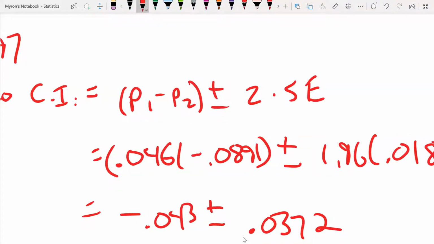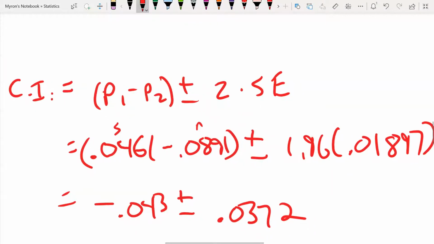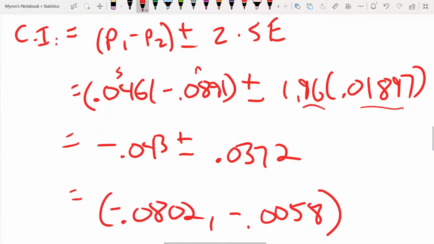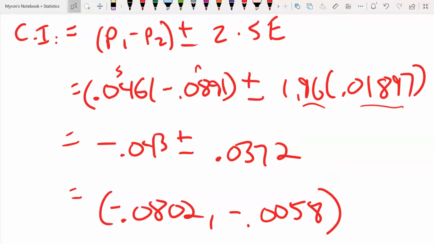This was surgery and no surgery, right? And they're 4% apart, right? Like 0.043 apart, which is a lot. And then you do plus or minus the standard error, which is 1.96 times 0.01897. And I get negative 0.043 plus or minus 0.0372.